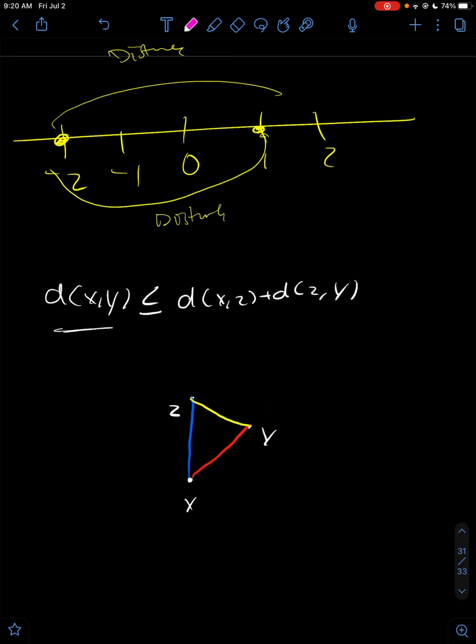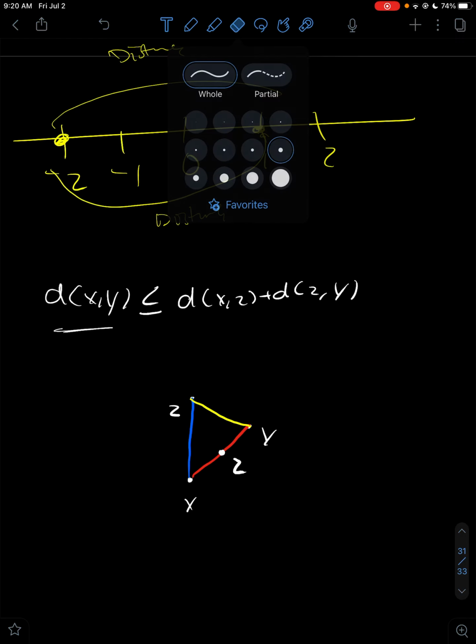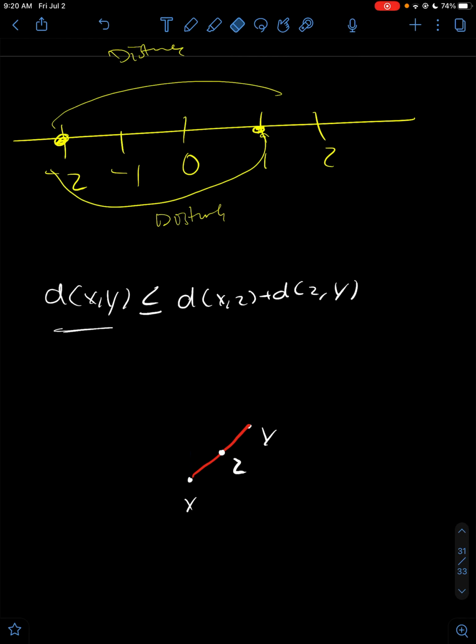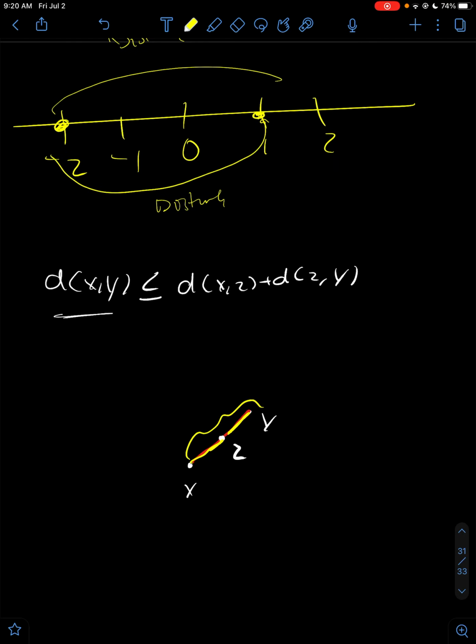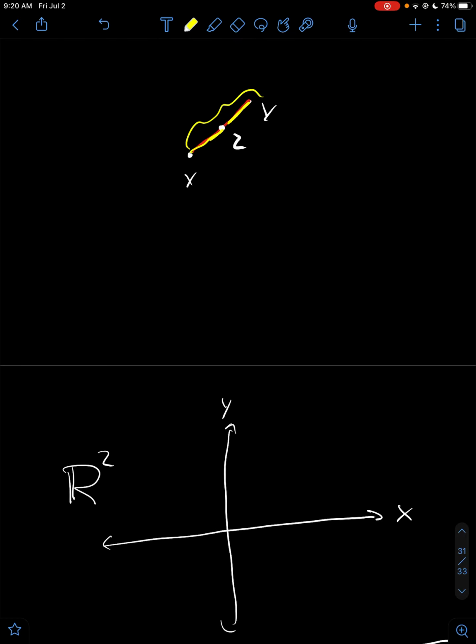It can be equal to for the case where z actually lies on that line. Because in that case, the distance between x and z plus z and y will just equal the distance between x and y. That's where it comes from. And there's a more general form of this theorem, which applies to an infinite number of points, that we will be proving in the next couple of videos.